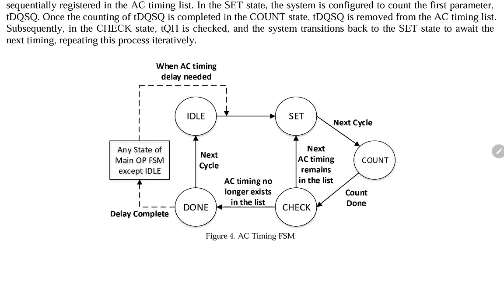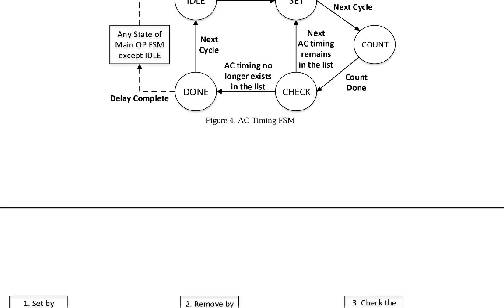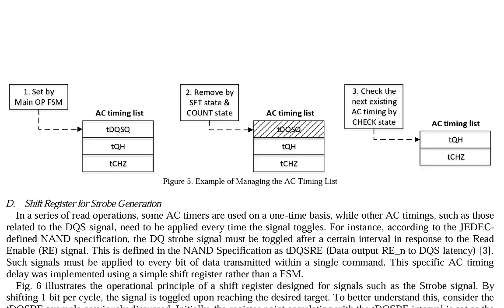So figure 4 is the AC timing FSM. Figure 5 is an example of managing the AC timing list.